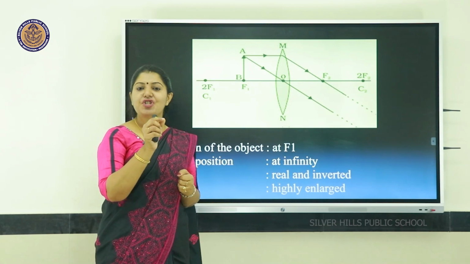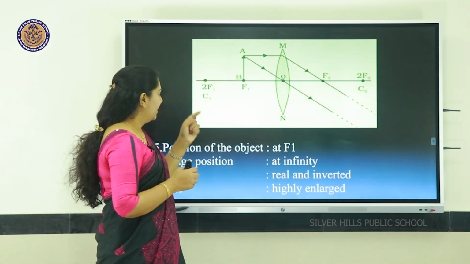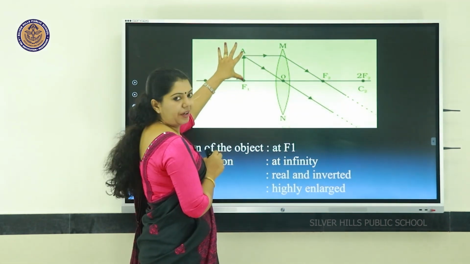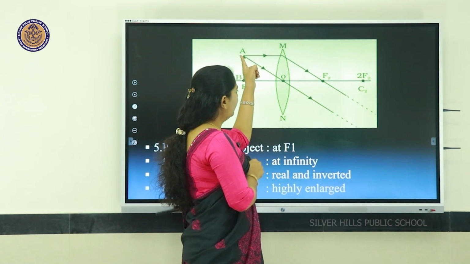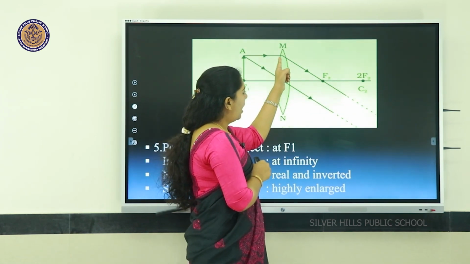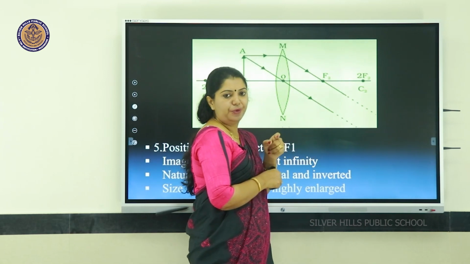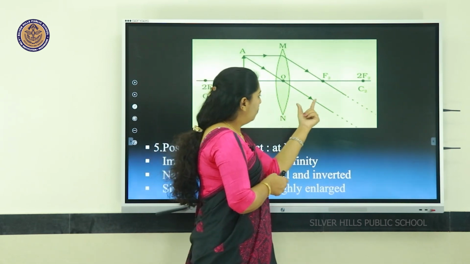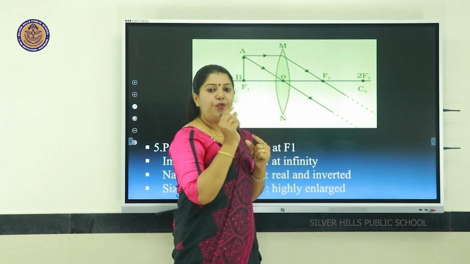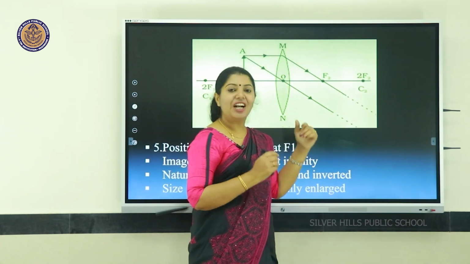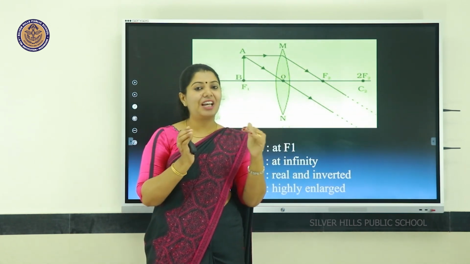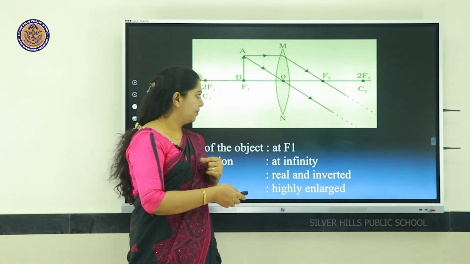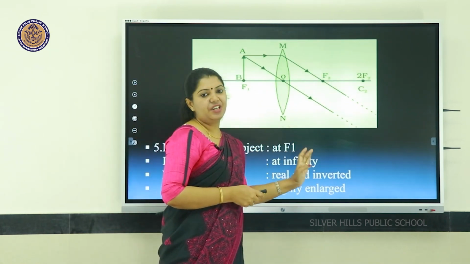Fifth case, position of the object is at F1. This is F1, this is 2F1. Keep your object at F1. From the point A, a ray of light is incident and that ray will pass through the point F2. Another ray of light passes through the optic center. Both these refracted rays would meet at infinity. So what about the nature of the image? The nature of the image is real and inverted. The size of the image is enlarged. Position of the image is at infinity.